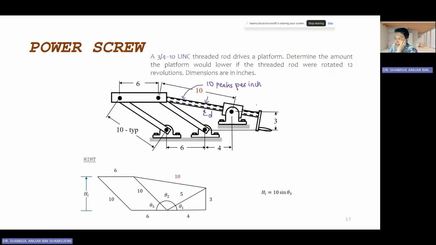Okay, 10 pitches per inch. We're talking about the pitch for the screw, either pitch or the belly. From that information, you can get what the P is. Pitch. What is the pitch? P, pitch P, small p, will be 1/10 inches.